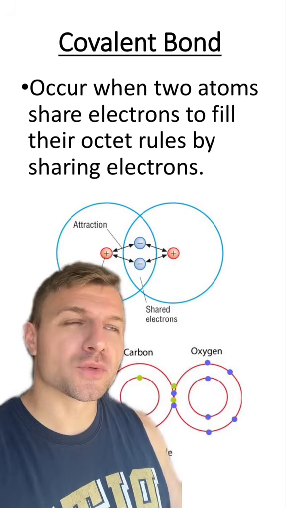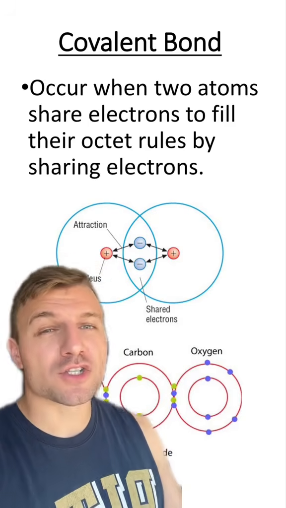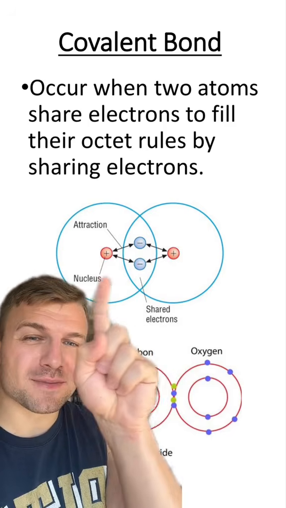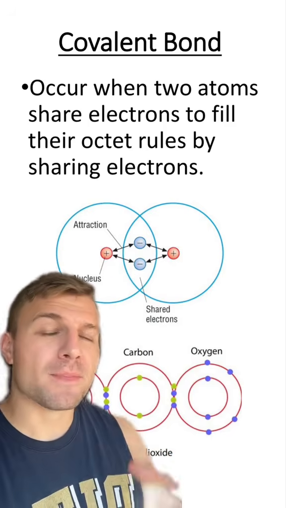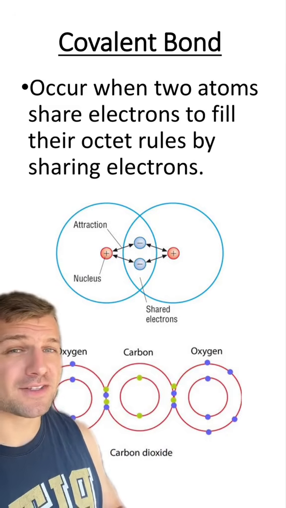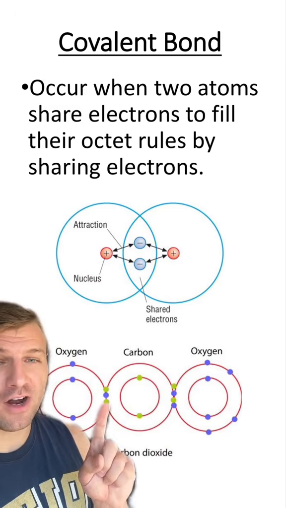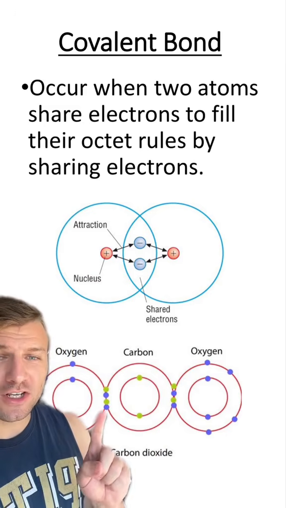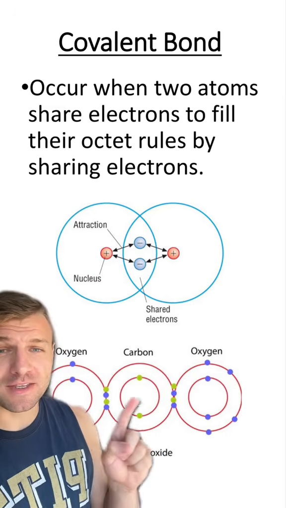Covalent bonds occur between two atoms when the electrons are shared. We can see our two atoms here sharing these two electrons between their orbitals to fill that octet rule. A great example of a molecule that has covalent bonding occurring in it is carbon dioxide. We can see the electrons being shared between the three atoms in this molecule.